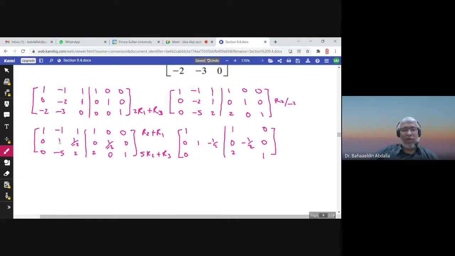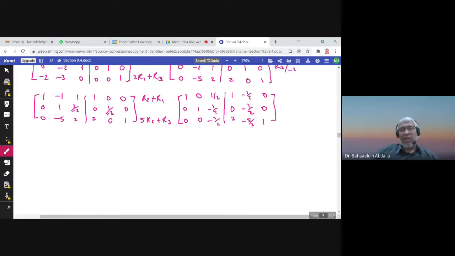Okay, R2 plus R1. 1 plus negative 1 is 0. Negative half plus 1 is half. Negative half plus 0 is negative half. 5R2 plus R3: 5 times 1 plus negative 5 is 0. 5 times negative half is negative 5 over 2, plus 4 over 2, this is negative half. Negative 5 over 2 plus 0 is negative 5 over 2. So this is the new matrix. Now I have finished column 1 and column 2. Now this negative half has to be 1, so I multiply R3 by negative 2.